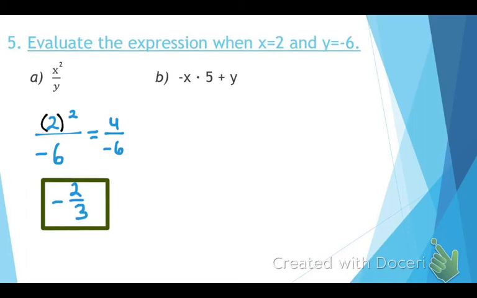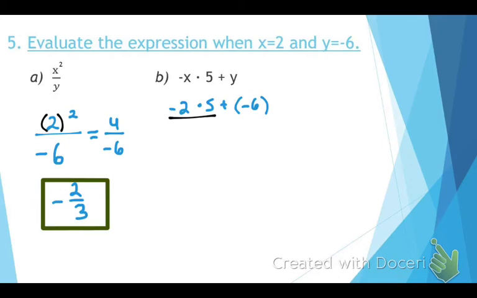I want you to do problem B on your own. Plug the numbers in first and then see what your answer is. All right, let's check to see what you guys got. Instead of negative x times 5 plus y, what did you write for that first line? 2 times 5 plus negative 6. Excellent. What do I do next?